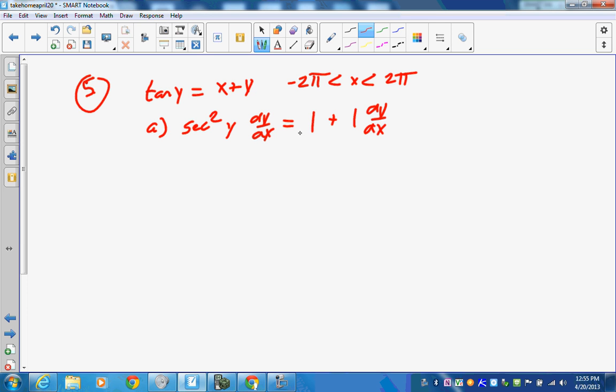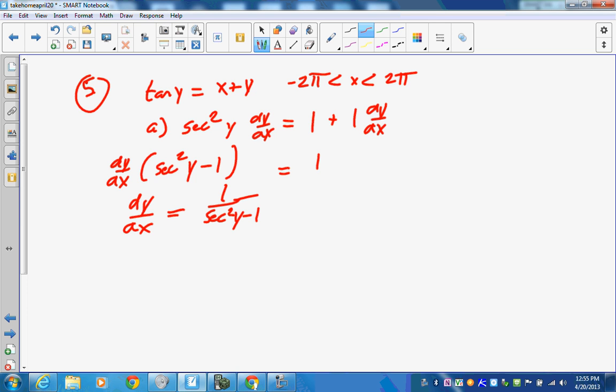And just group your dy/dx's. Get 1. Factor out the dy/dx. You'll get secant squared of y minus 1. The dy/dx is equal to 1 over secant squared y minus 1.